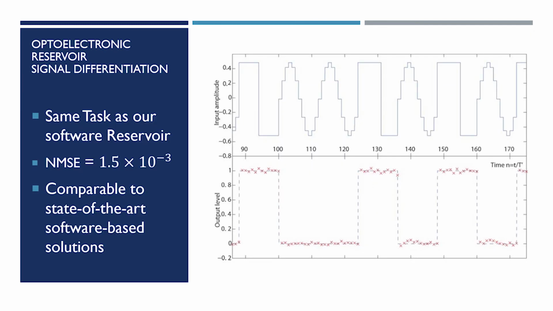Here you can see the result of the optoelectronic reservoir trying to differentiate between sine and delta pulse, like we did with our software reservoir. As you can tell, the result looks good. The normalized mean square error over 1000 inputs is 1.5 times 10 to the power of -3. In other applications, the results were comparable to state-of-the-art software-based solutions.